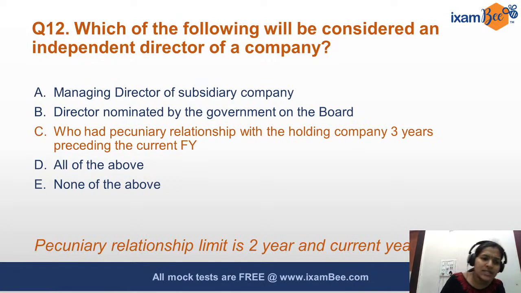So the answer is C. He will be considered an independent director because as per the rules, the person should not have a pecuniary relationship with the holding companies for the current year and the 2 years preceding the current year. So if he had a relation 3 years prior or any time more than 2 years, then he can be an independent director in a company.